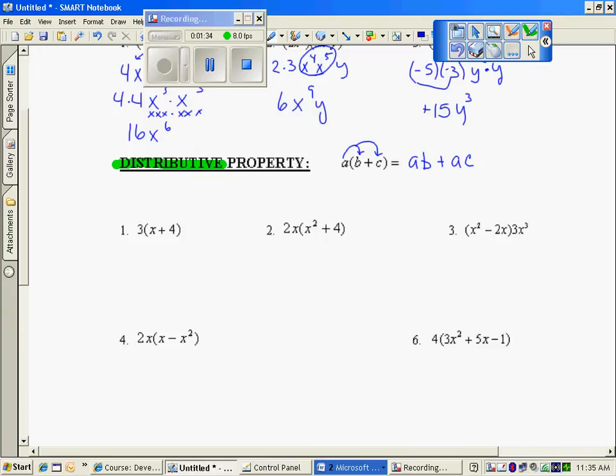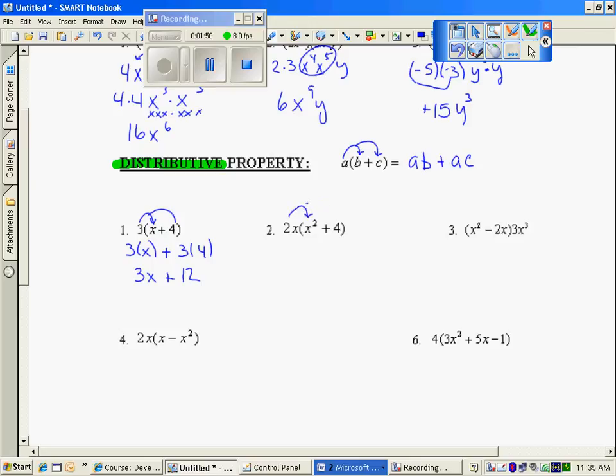3 is going to be multiplied by x and 4. 3 is multiplied by the x, and 3 is multiplied by the 4. 3 times x is 3x. 3 times 4 is 12.